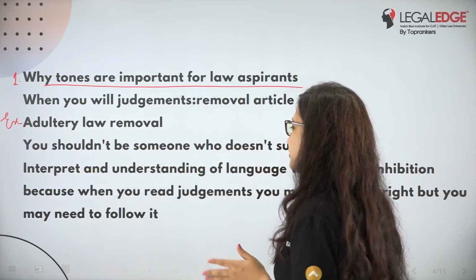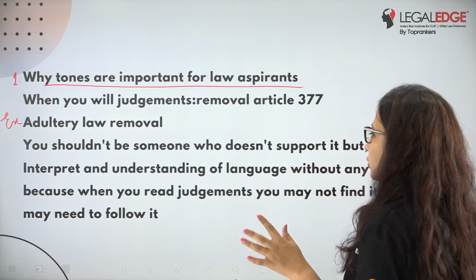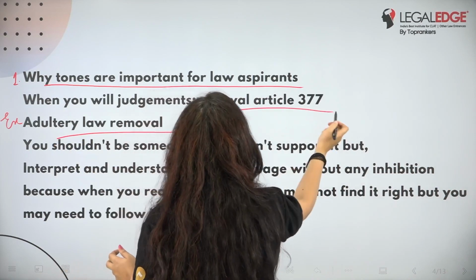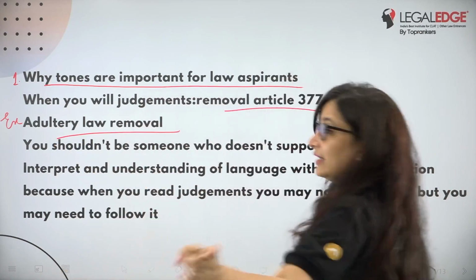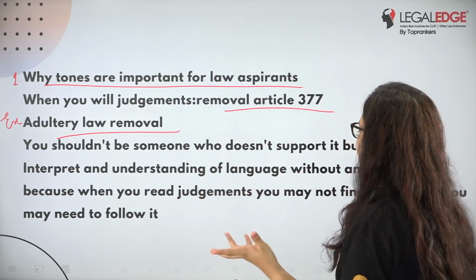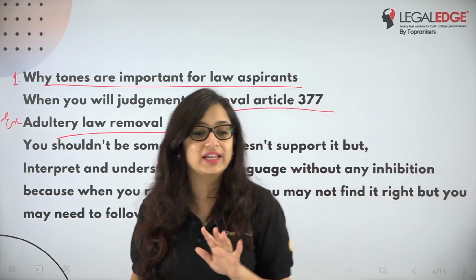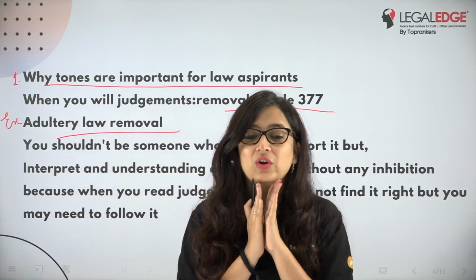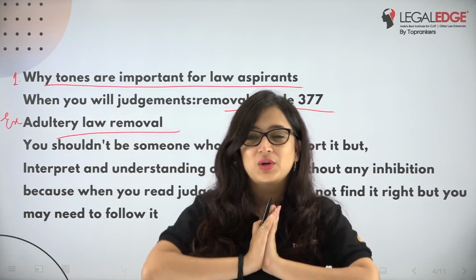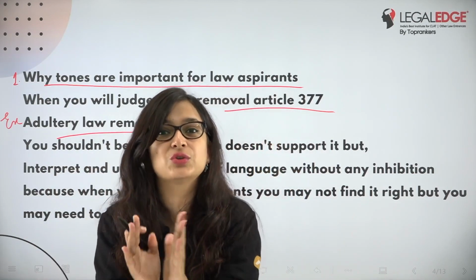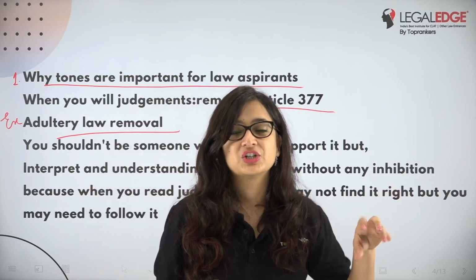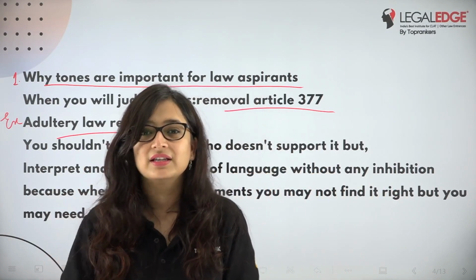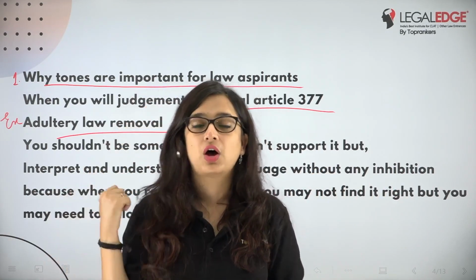So the answer to this question is that you shouldn't be someone who does not support it. There are high chances that you do not support the adultery law, you do not support the removal of Article 377. But you should be someone who can interpret it and understand the language of it without any inhibitions, because when you are reading judgments there are chances you are not finding it right, but you may need to follow it. So to remove those inhibitions and go with the removal of these articles and laws, that is the reason that CLAT wants you to do this topic really well.